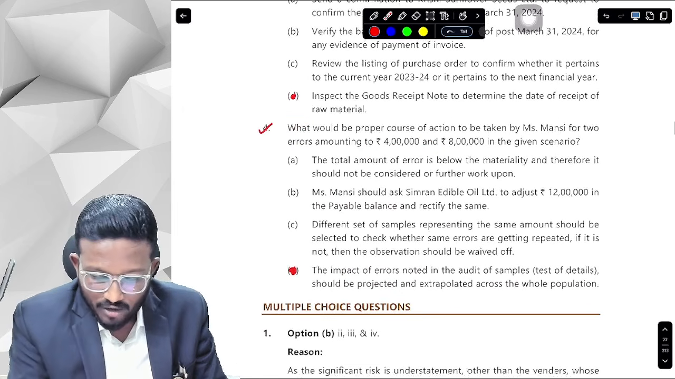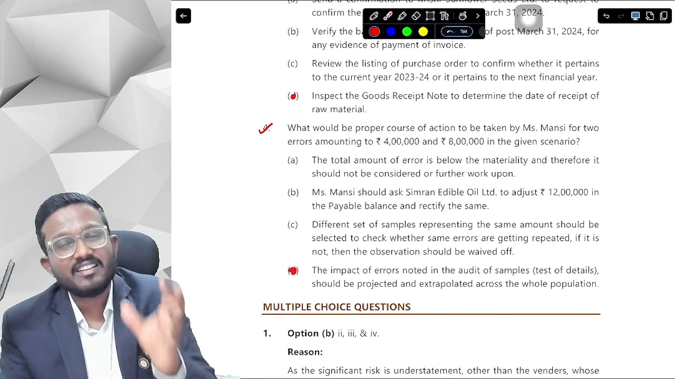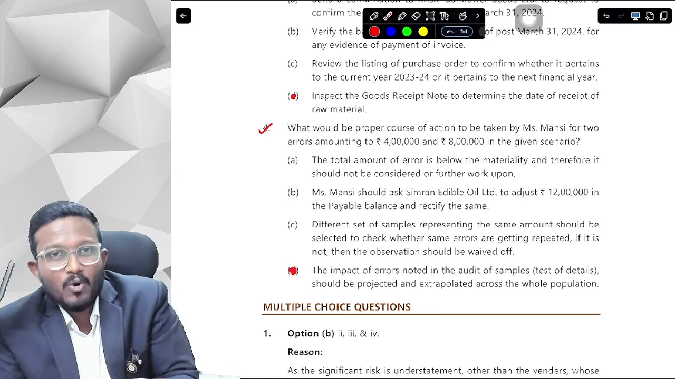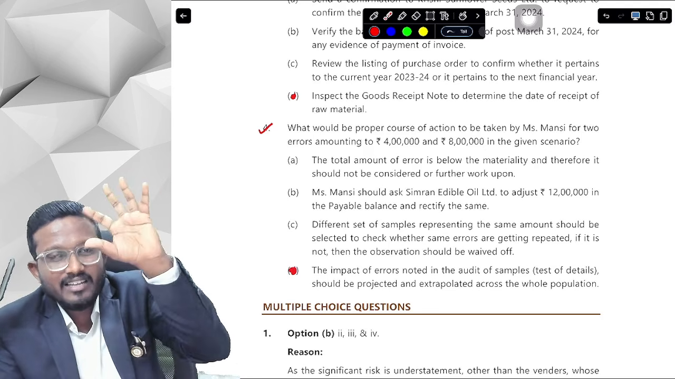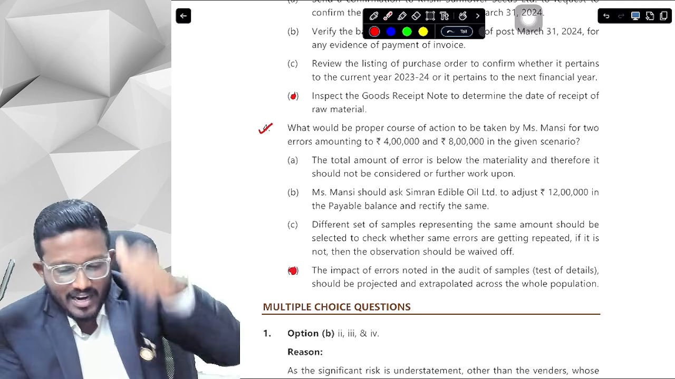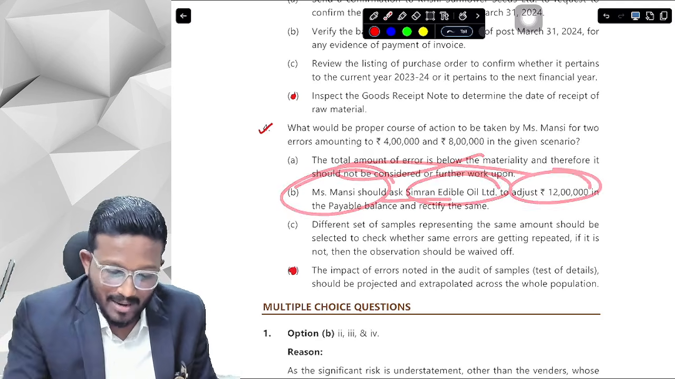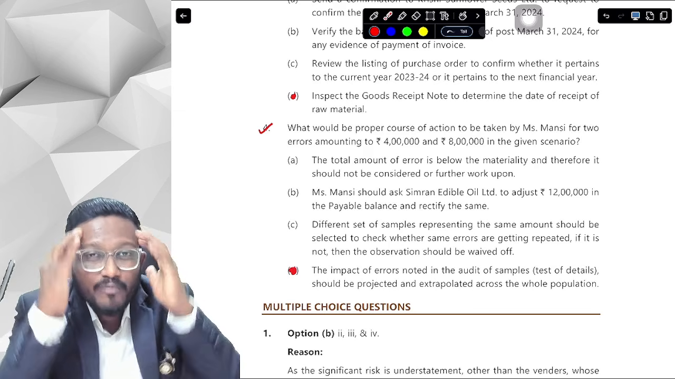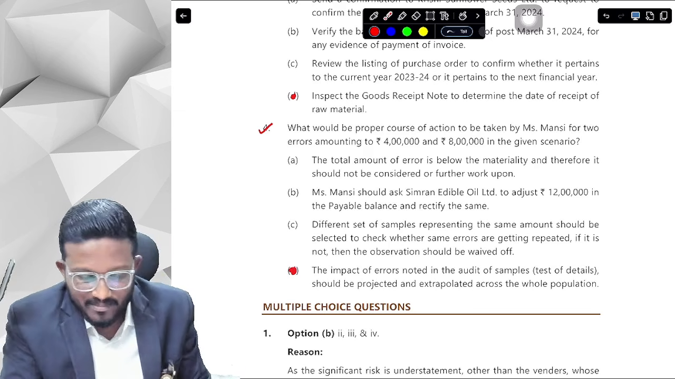So here it says that the total amount of error is below the materiality and therefore it should be considered or not considered. Sir, this is a sample. In the sample, we have got this misstatement. So how can we say that it is below materiality? We need to project the misstatement, then only will we be able to identify whether it is below materiality or not. Yes, sir, this is wrong. Next, she should ask Simran Edible Oil to adjust 12 lakh in the payable balance and rectify the same. Just ask to adjust 12 lakh, but 12 lakh was found from the sample. We have not projected it yet, so we do not know the actual misstatement. So this is also wrong.